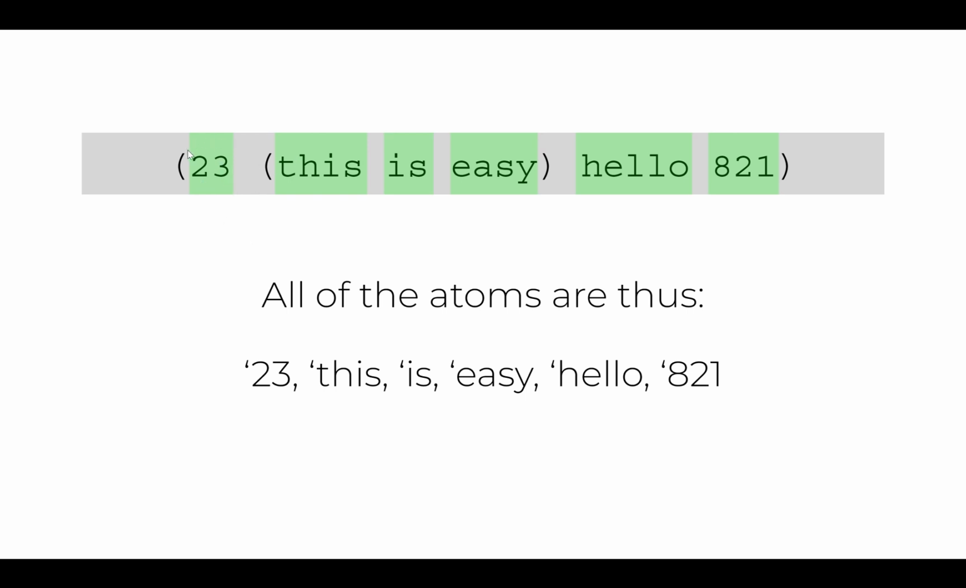Notice how the first element is 23 and the second element is the list, this is easy. Even though the list, this is easy, is itself an element, the atoms are still the lowermost elements of the list. So this, is, easy are atoms, but the list, this is easy, is not an atom.